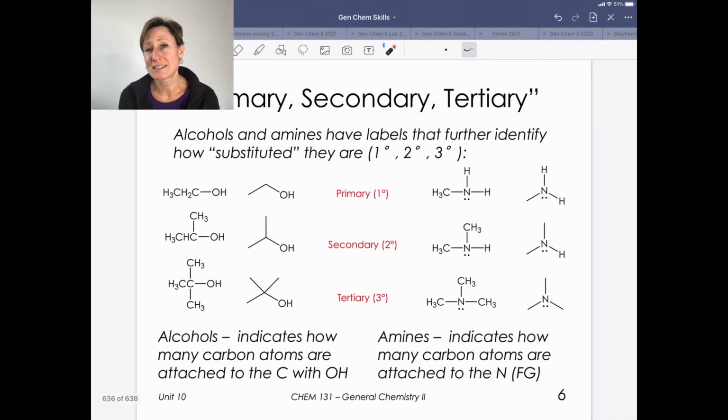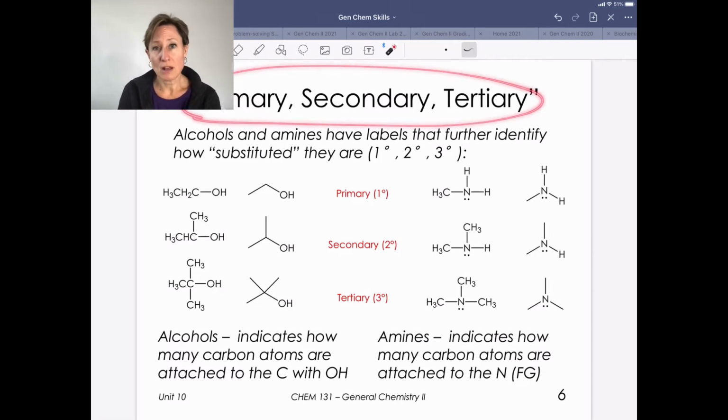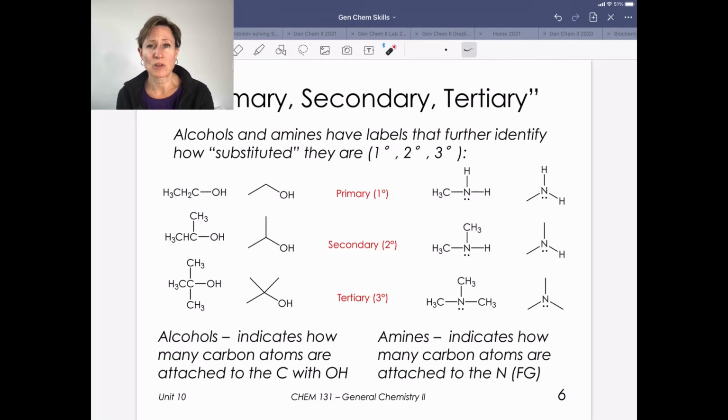All right, the last little piece here to highlight is when we have alcohols or amines, you might have the ability to think about a little bit more description with the name, whether they're primary, secondary, or tertiary groups here. So that has to do with how substituted these groups are. So let's take alcohols first, okay? And primary, secondary, and tertiary sometimes have these 1 degree, 2 degree, 3 degree symbols. That's just indicating how substituted they are.